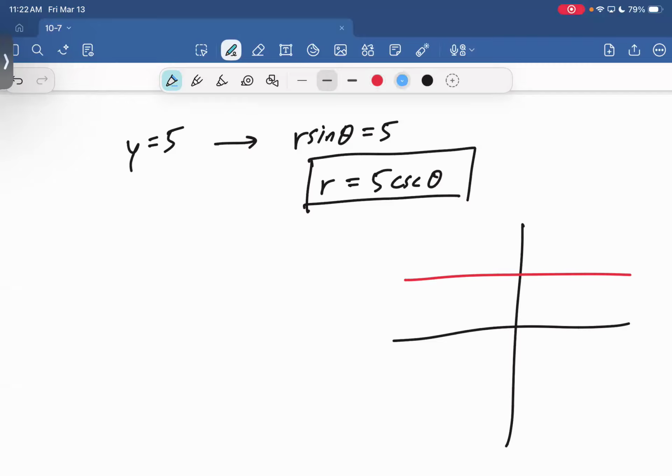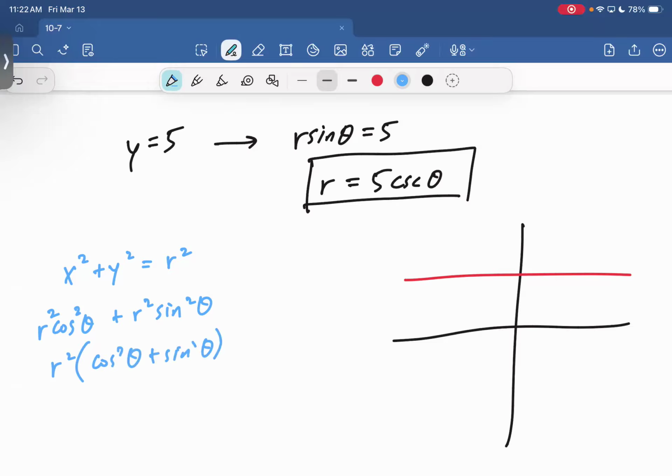Now, another very important fact is that x squared plus y squared equals r squared. And the reason for why is quite straightforward. That's because x is equal to r cosine theta, and so x squared is r squared cosine squared. y is r sine theta, and so y squared is r squared sine squared. And then if you just factor the r squared out, you're going to get cosine squared plus sine squared, which is just 1 based on the trig identity.